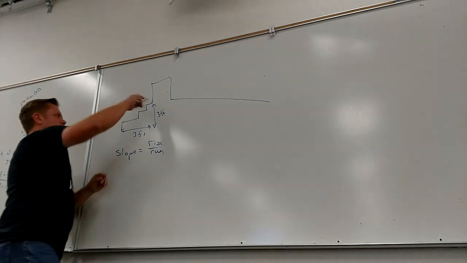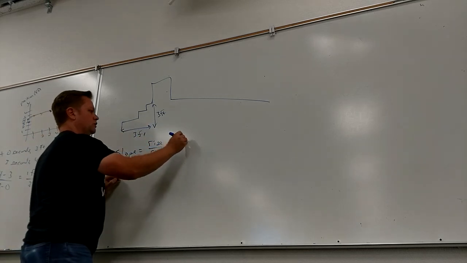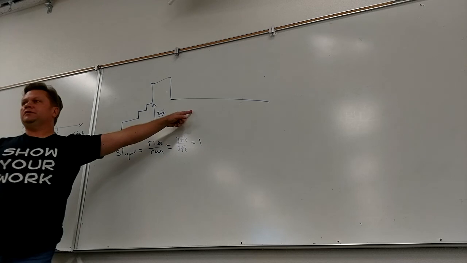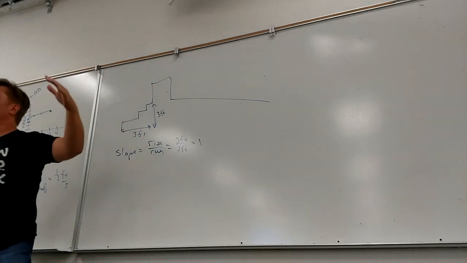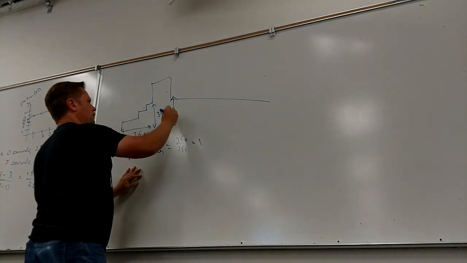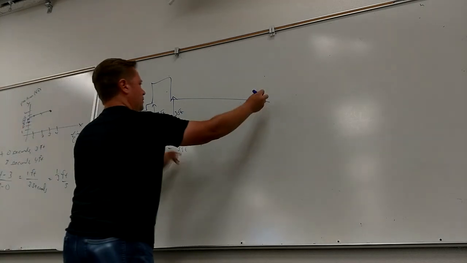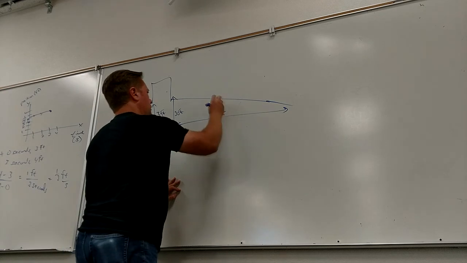So how much do I rise? Well, I rise and I run 3 feet each. So what's the slope? 1. So whatever this number is, it should be smaller than that. It's supposed to be a gentler slope. So let's say that both of them have to get up 3 feet because that's where the door is, right? But if that's 3, this looks like maybe it's 8. So what would this guy's slope be?